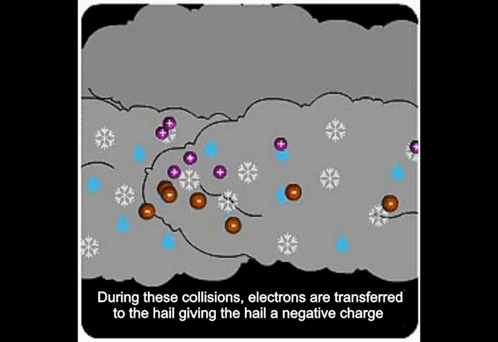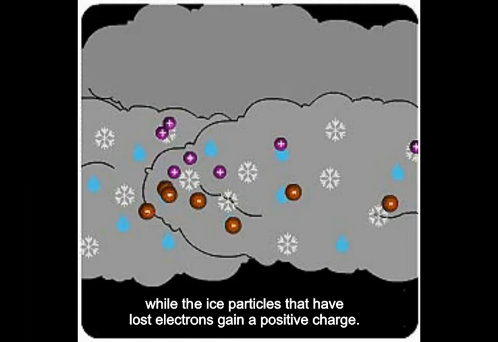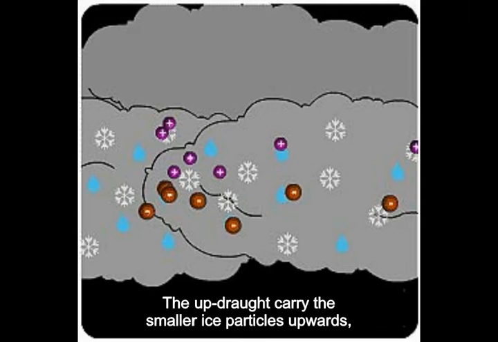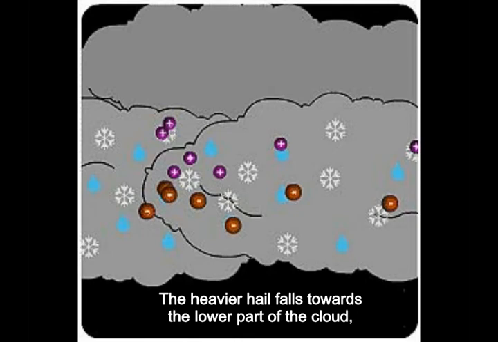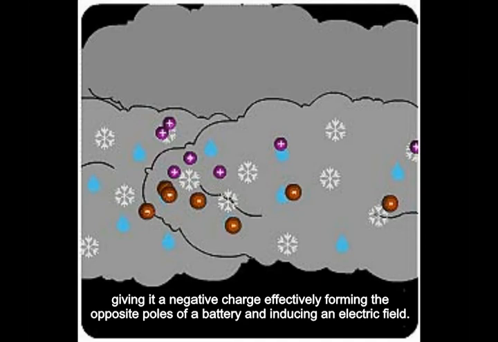During these collisions, electrons are transferred to the hail, giving the hail a negative charge, while the ice particles that have lost electrons gain a positive charge. The updraft carries the smaller ice particles upward, giving the top of the cloud a positive charge. The heavier hail falls towards the lower part of the cloud, giving it a negative charge, effectively forming the opposite poles of a battery and inducing an electric field.